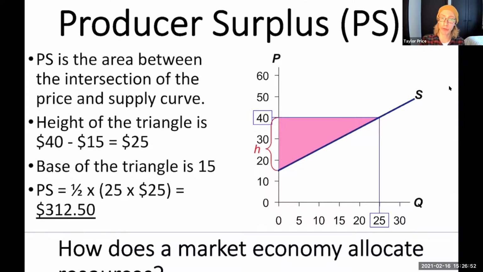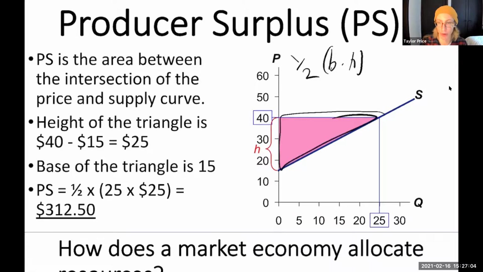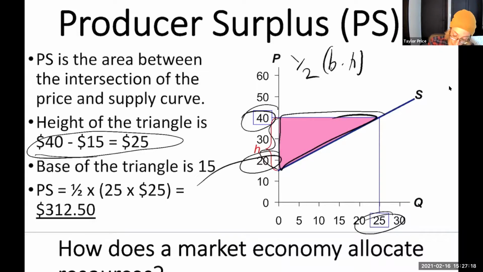So finding producer surplus, as I mentioned before, is exactly that same formula, 1/2 base times height, which we're just finding as this triangle right here in this example. It's basically the quantity and the difference between the equilibrium price and the minimum price, which in this case is 25. The quantity is 25. So it's 25 times 25 times 1/2, which gives us $312.50. That's basically all we're going to do for producer surplus.